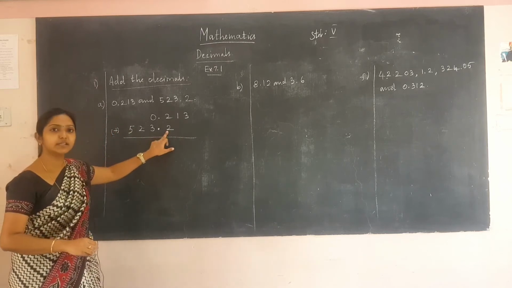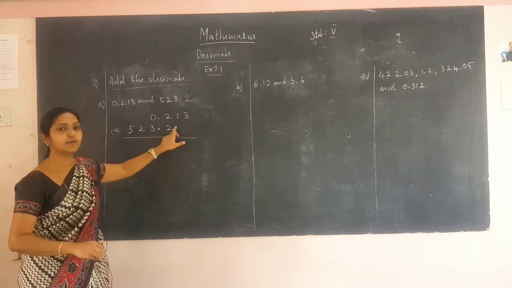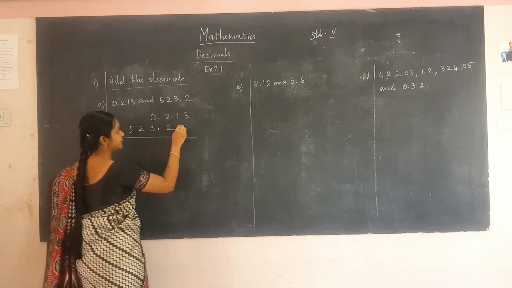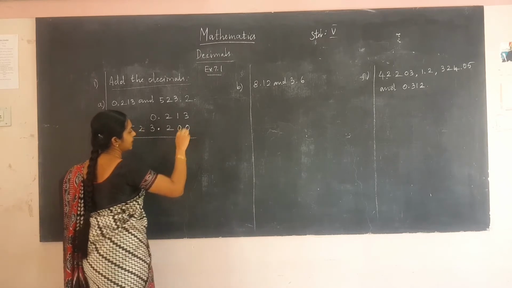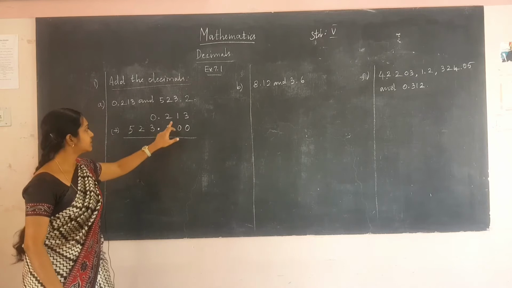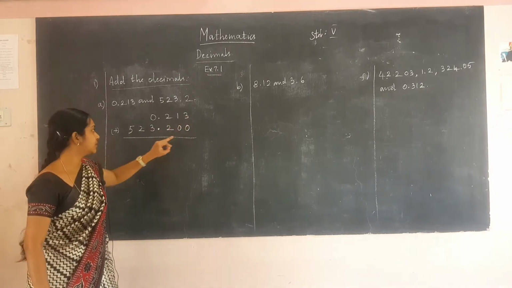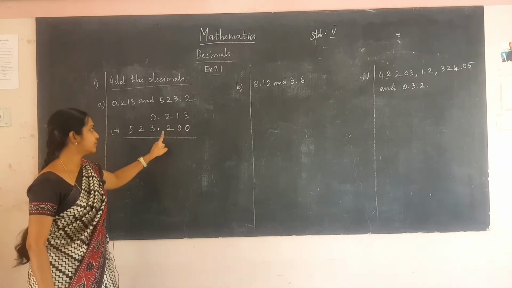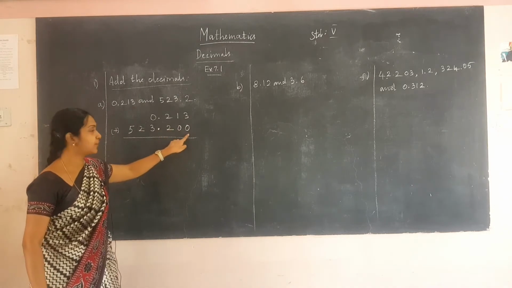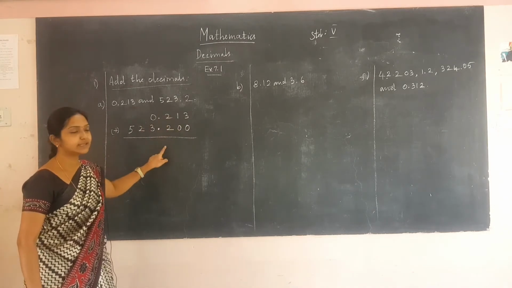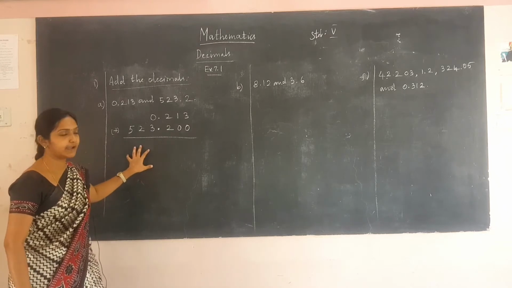To convert it into like decimals, we have to put zeros after 2. We have to put 2 zeros because here we have 3 place values after the decimal point. Here we have only 1 place. So put 2 zeros after the decimal point and make them into like decimals. Now we can start adding.